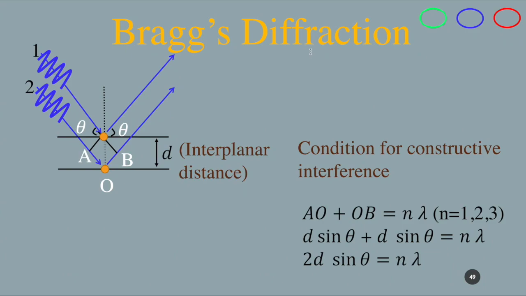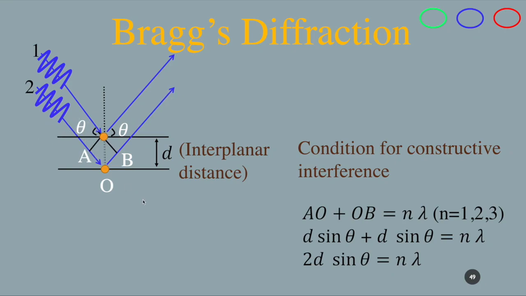In Bragg's diffraction, we are looking for constructive interference. Let's imagine two planes with interplanar distance d, and one X-ray coming in and getting reflected. The second one hits the second plane and is again reflected. This is the angle theta.